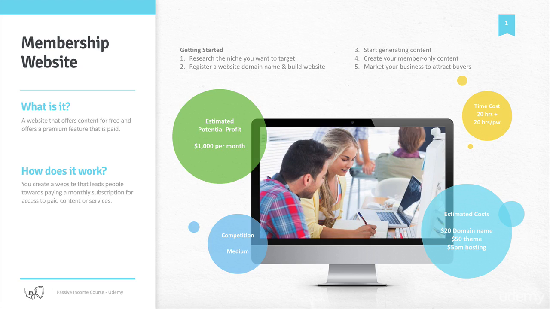I've put the estimated potential profit quite high, relative to some of the other ideas, at $1,000 per month. And the time cost also is quite high at 20 hours to get started, and 20 hours per week ongoing. The reason for saying that is because there is a lot of potential for being able to create value, but then be able to curate that content into a way that's easy to digest and take in.